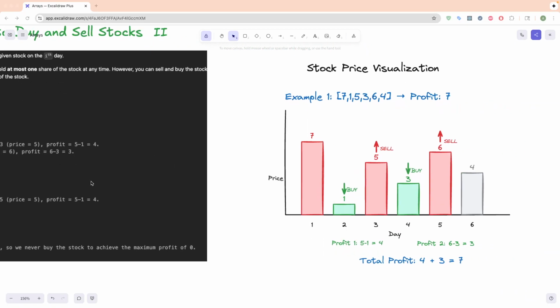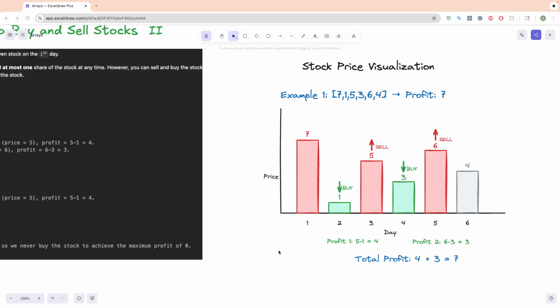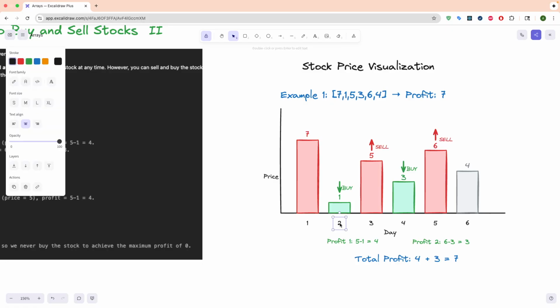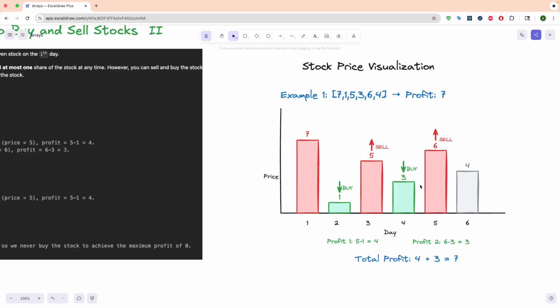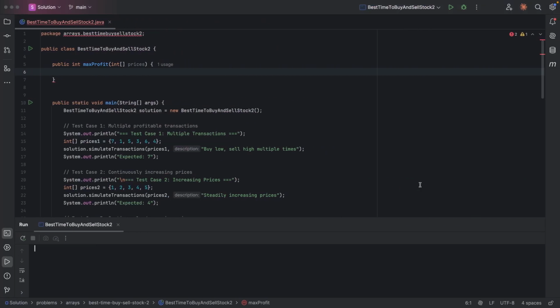Here is a little visual representation of what we just now discussed. We buy the stock on day 2 and sell it on day 5. Buy it on day 3, sell it on day 5. Sorry, I might have gotten my days mixed up. I said buy on day 2 and sell it on day 3. Buy it again on day 4 and sell it on day 5. So let's jump into coding.